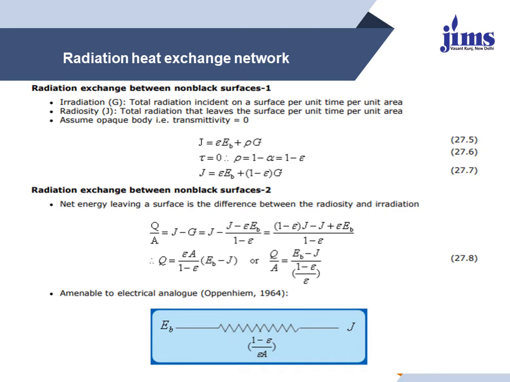There are generally two resistances developed in case of radiation. The first is known as surface resistance, and the second one is known as space resistance. So (1 minus emissivity) divided by emissivity multiplied by A is known as the surface resistance in case of radiation.